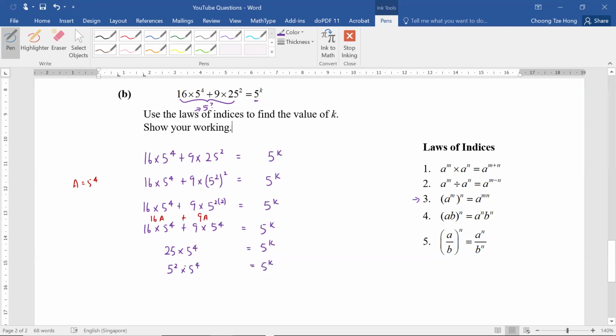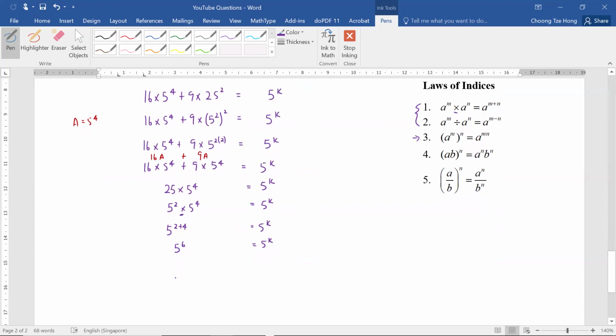Okay, so now at this point, which law do we want to apply? This should be very familiar to you. Same base. The two laws that pertain to the same base would be 1 and 2. So same base, when you multiply, and now we are multiplying, right? We will add the powers. So we will have 5 to the power of 2 plus 4 equals 5 to the power of k. So 5 to the power of 6 equals 5 to the power of k. This means that k will eventually be 6, alright? So therefore, k equals 6.